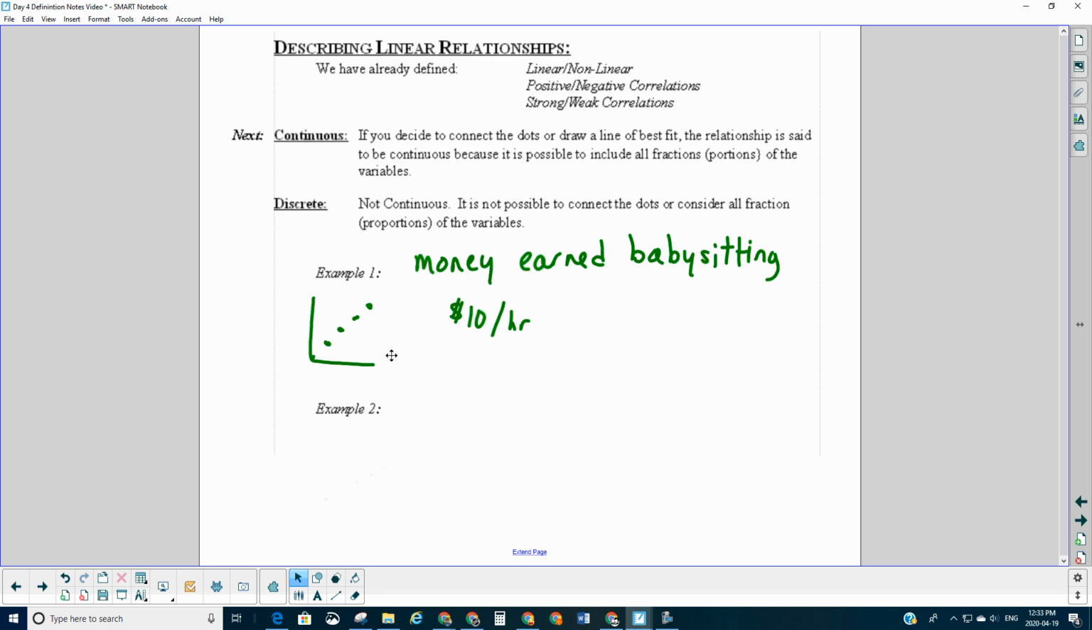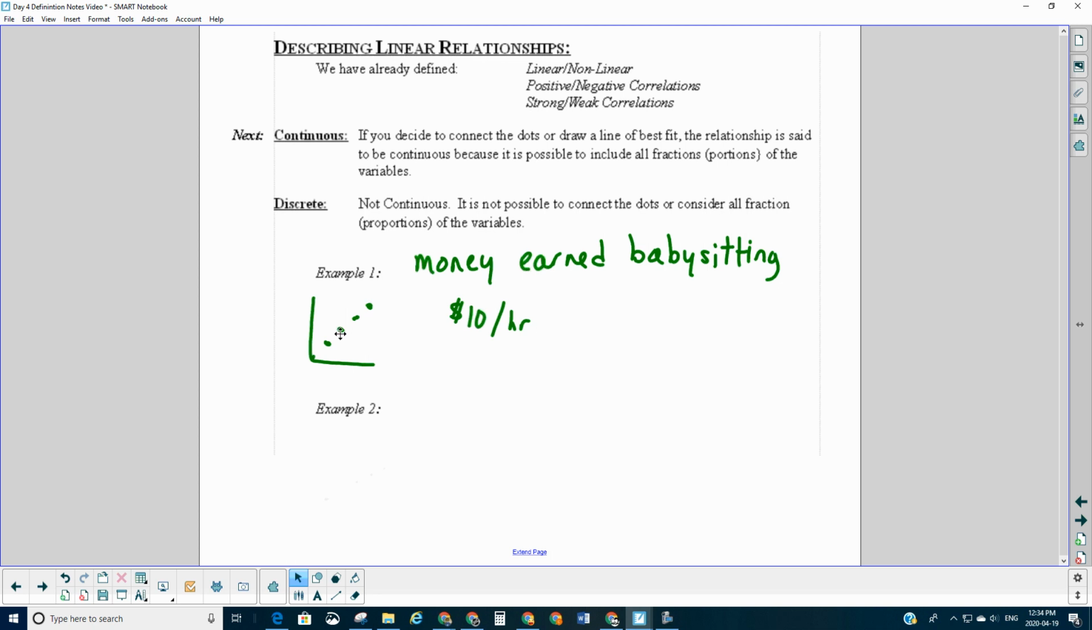So if it was $15, it would be somewhere halfway between $10 and $20, which would be between 1 and 2 hours. Is that possible? Well, sure. You could babysit for an hour and a half and get somewhere in between there and make $15. You could probably maybe even make $17, if you work closer to 2 hours, but not exactly 2 hours.